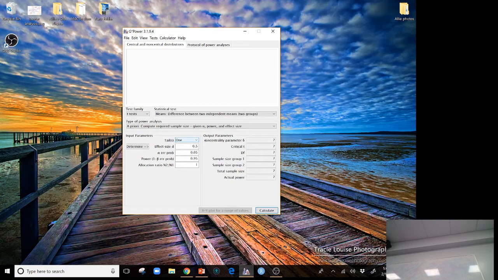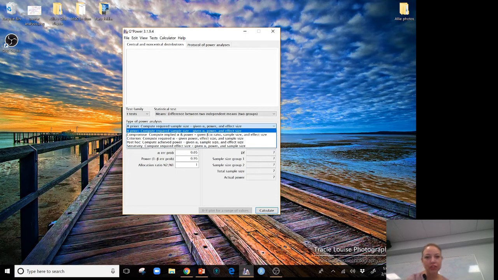So the type of power analysis, we're going to leave it on the first one. The first one is the most common, though. You can drop down the list, the a priori, so this is before you gather your data, you want to compute the sample size you're going to need. That's the most common use of a power analysis, to see how big your sample should be based on all the other things. But this time, the question is asking us to compute power. So it's post hoc. It's like after we did the experiment, what was our power?